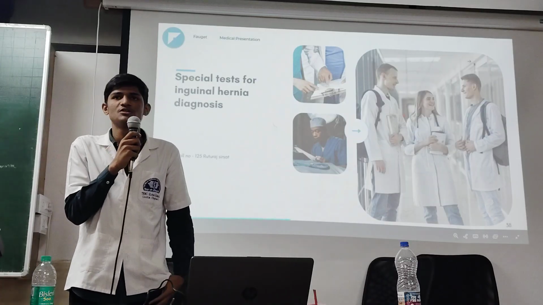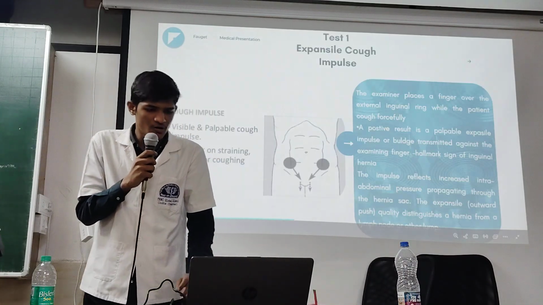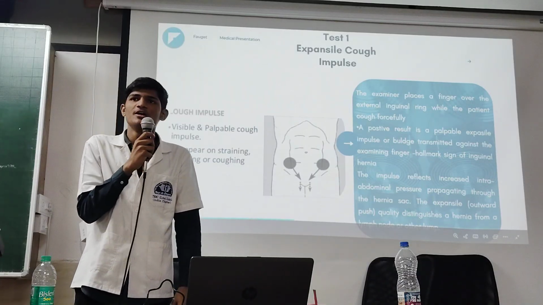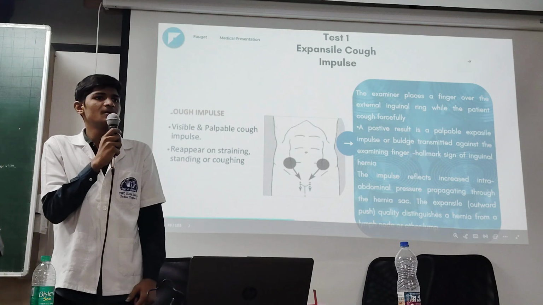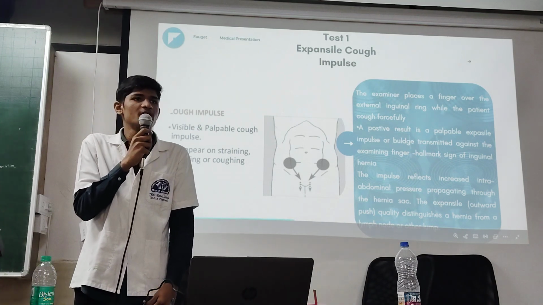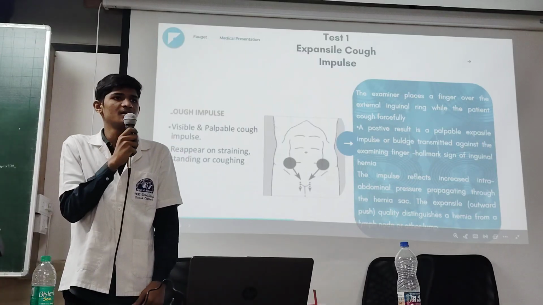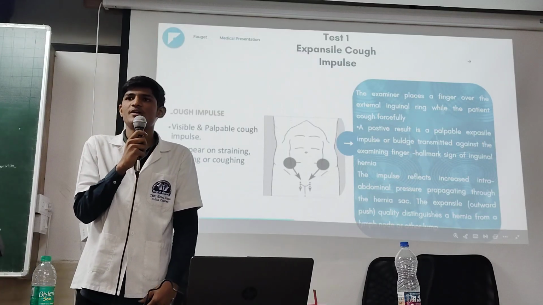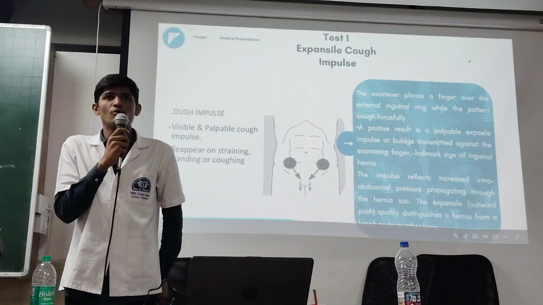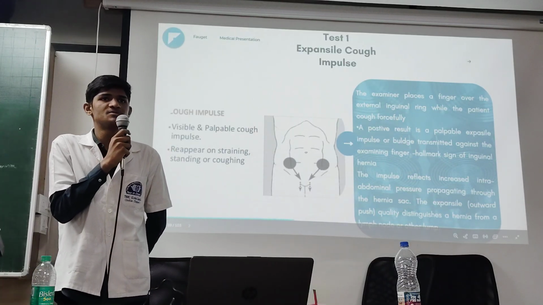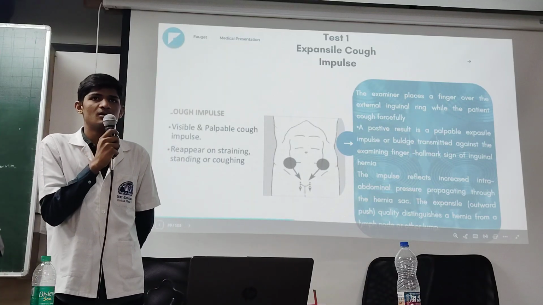Today's seminar topic is special tests for inguinal hernia diagnosis. First test, the cough impulse test. In this test, we put a finger on the inguinal ring and tell the patient to cough forcefully. If we feel the impulse, then it is a hallmark sign of inguinal hernia. The cough reflex increases the intra-abdominal pressure. The quality of the impulse helps to determine whether it is a hernia, a lymph node, or a lump.